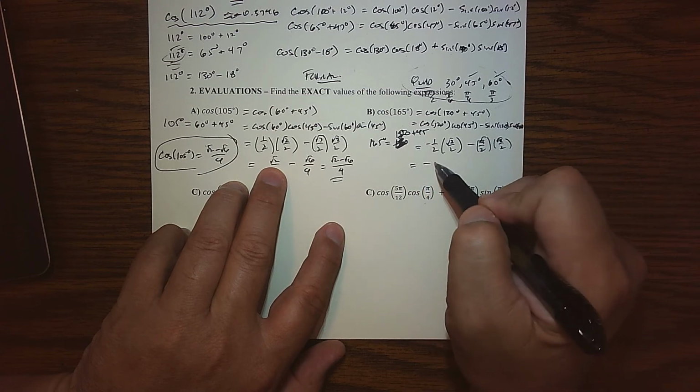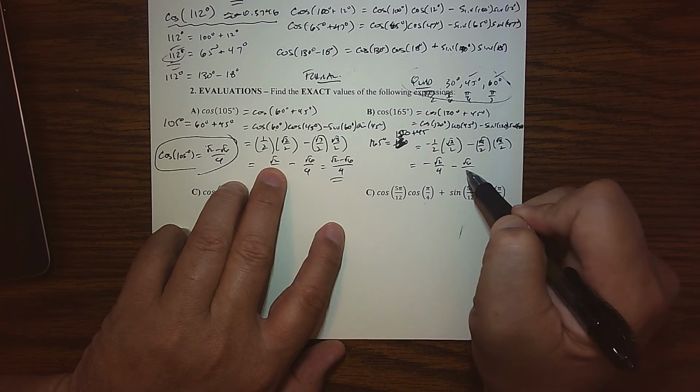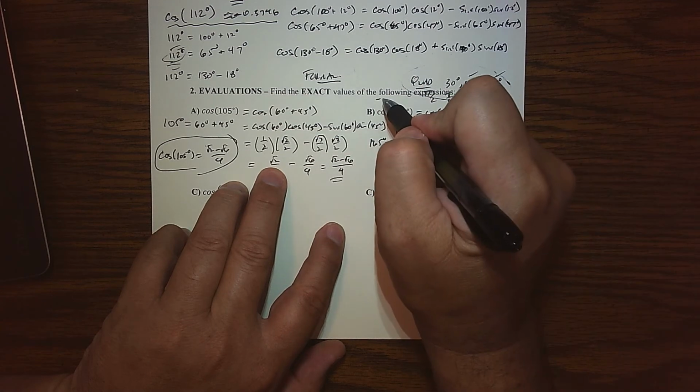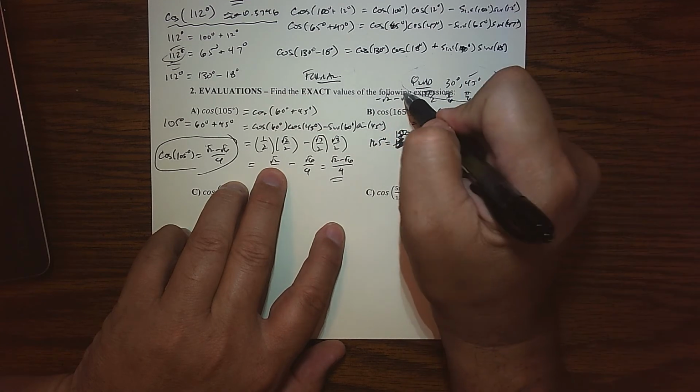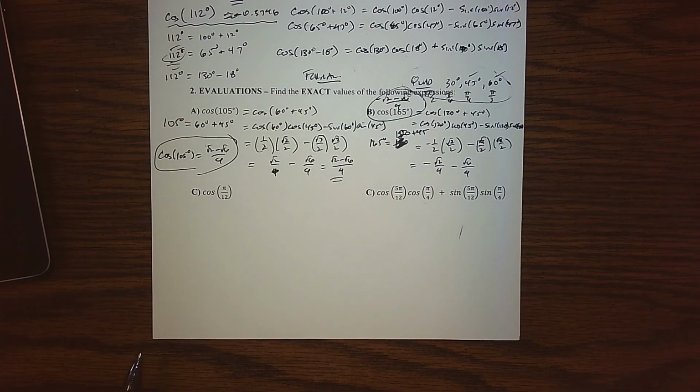And so this is negative square root of 2 all over 4 minus the square root of 6 all over 4. All right, so the cosine of 165 is negative square root of 2, negative square root of 6, all over 4. So there would be the exact value for that one.